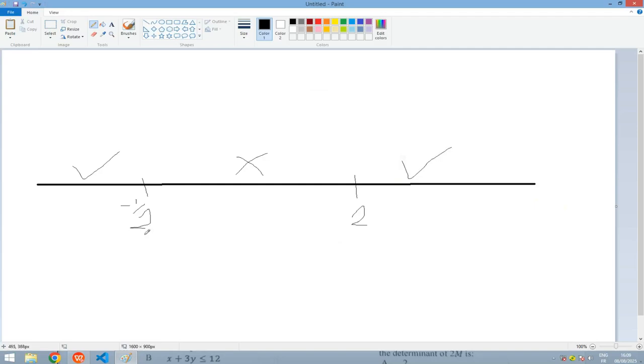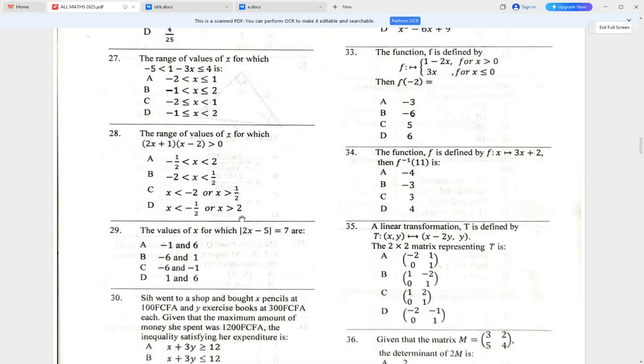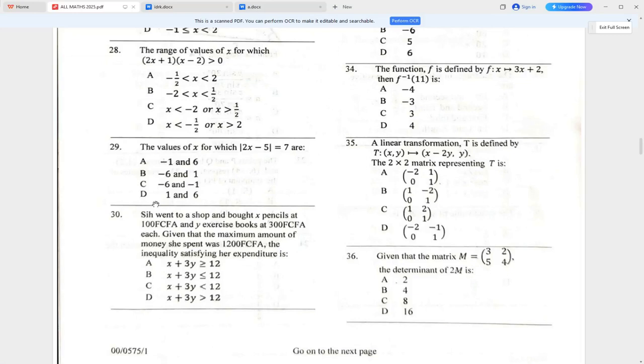So the values which satisfy the inequality should be x being less than negative half and x being greater than 2. And looking at our possible answers, we have x being less than negative half and x being greater than 2. So we have D for question 28. Now question 29.